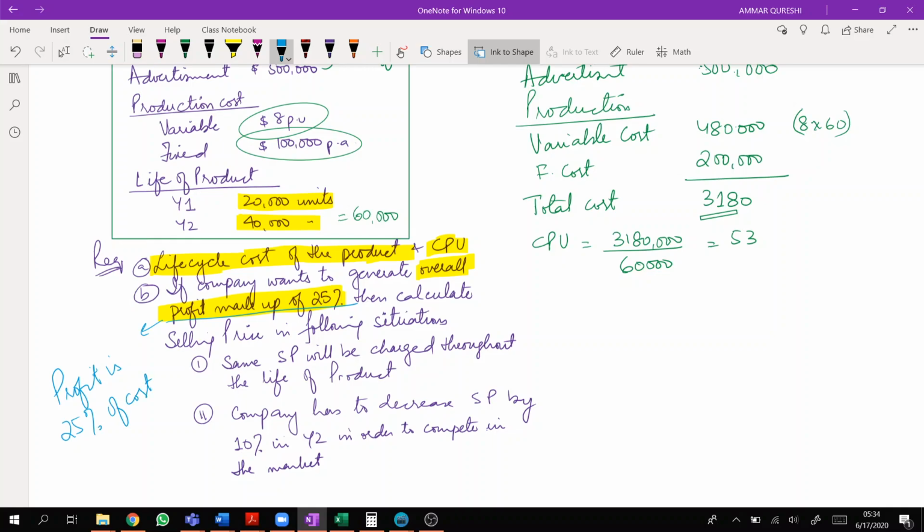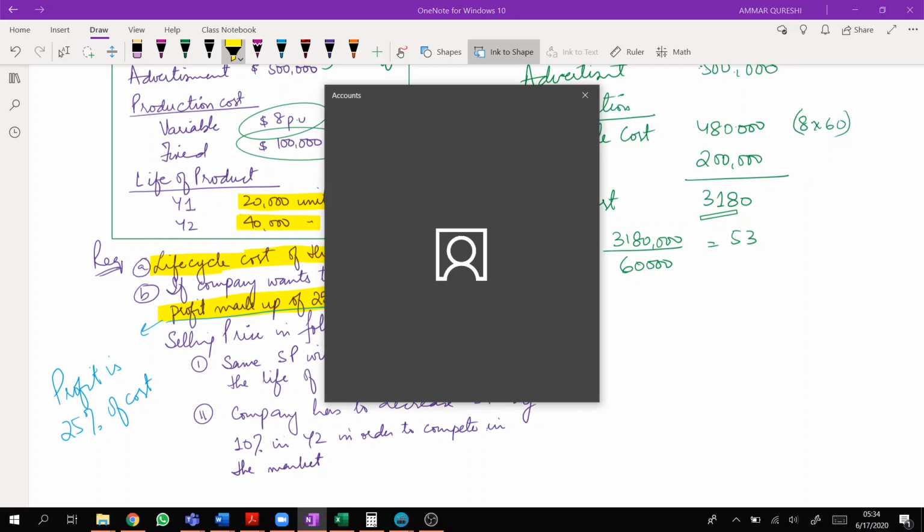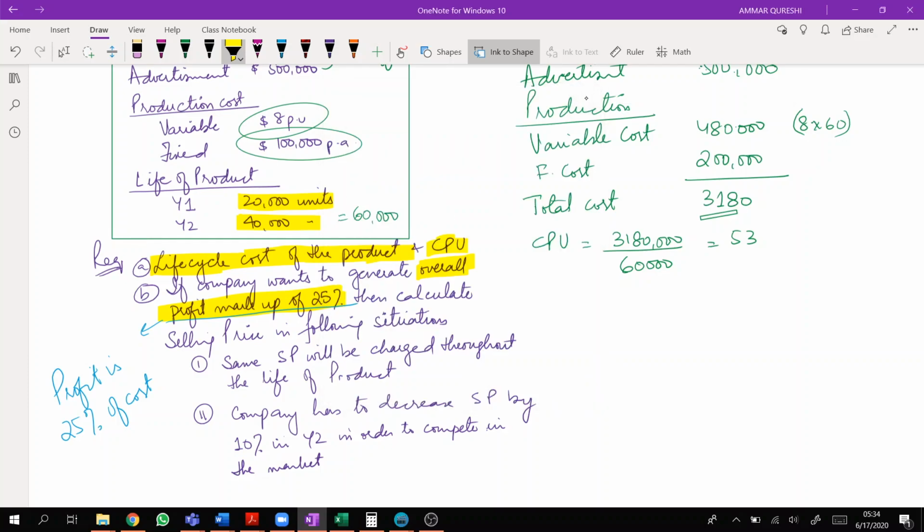So the company wants to generate an overall profit markup of 25% means what? The company wants to generate a profit of 25% on this 3,180,000. This is not 3180, this is 3180 thousand, right? So the company wants to generate 25% profit on this 3.18 million, right?